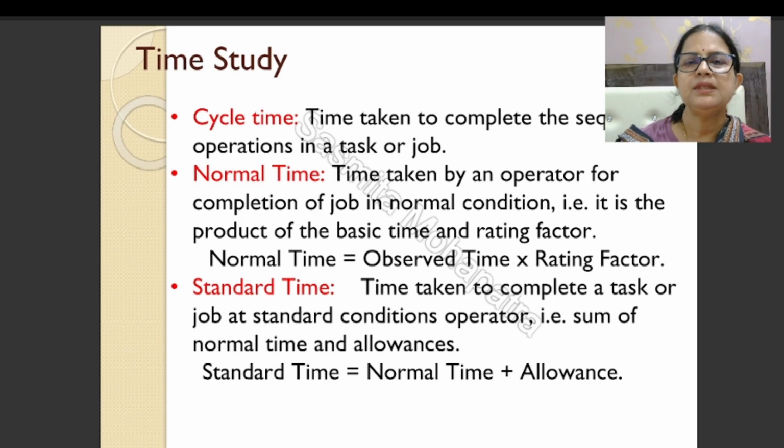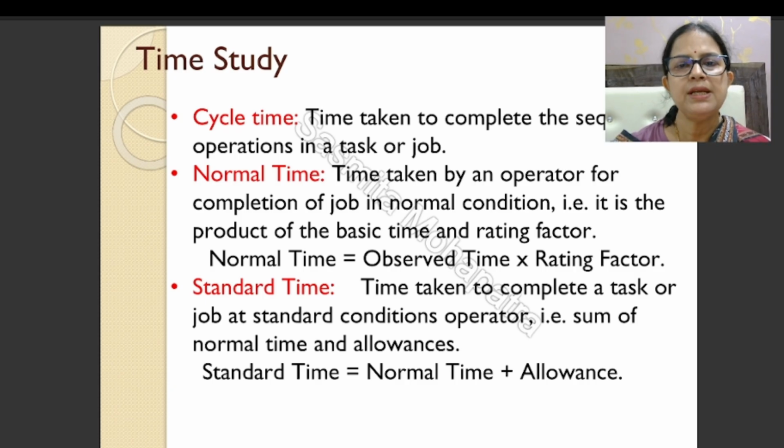Cycle time: the time taken to complete the sequential operations in a task or job. When we go through all the jobs in a sequence, in an order, the time taken to complete the particular job, from the start of the job to its end, is called the cycle time.